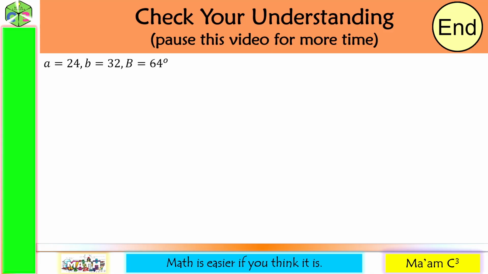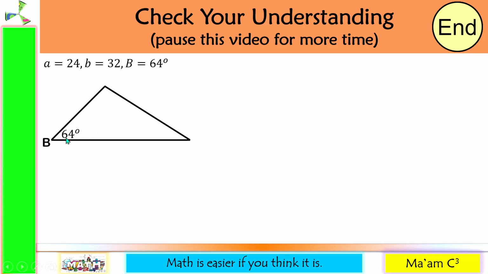Let us answer. Let us solve for the missing side and angles. A is equal to 24, B is 32, and angle B is 64 degrees. So this is an acute angle. So let me label this as angle B, and it is equal to 64 degrees. The side opposite this given angle is 32, and the other side is 24.